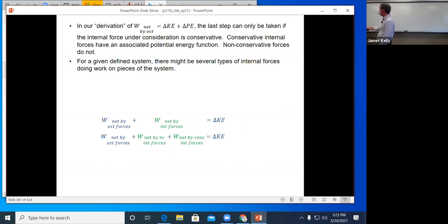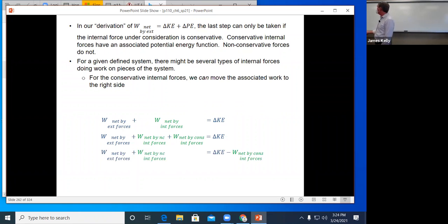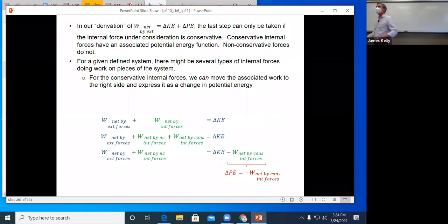Okay, so let's go back through the derivation again. We divided up our forces into external forces and internal forces that were doing work. Now we're going to have to further subdivide the internal forces into internal conservative forces and internal non-conservative forces. And for the conservative ones, it's perfectly okay to move that over with a minus sign over here and make the redefinition as a change in potential energy, because a conservative force doesn't care how you got between initial and final. It just cares about the change in something. We're just going to call that potential energy.